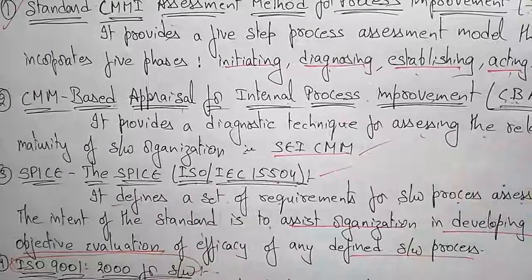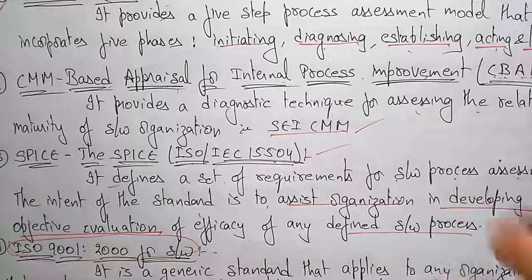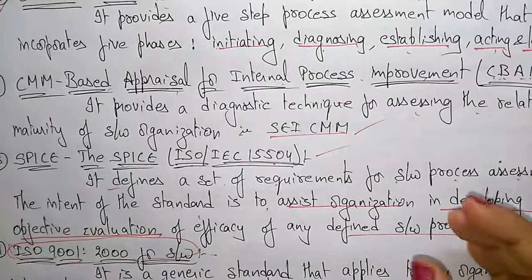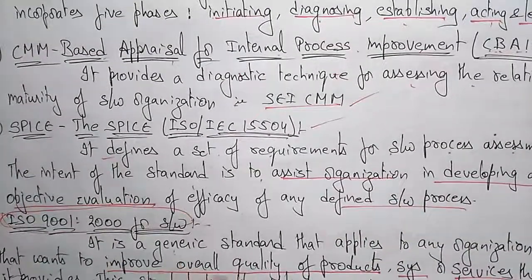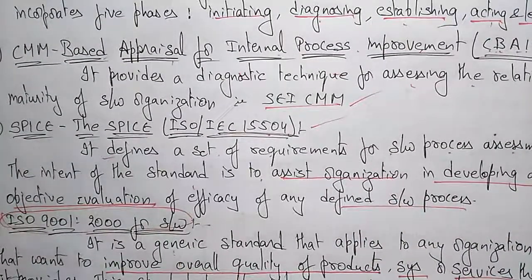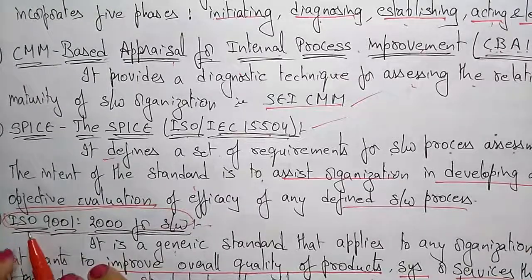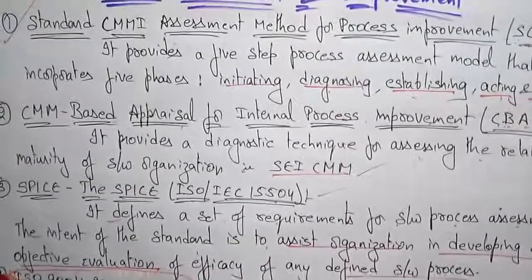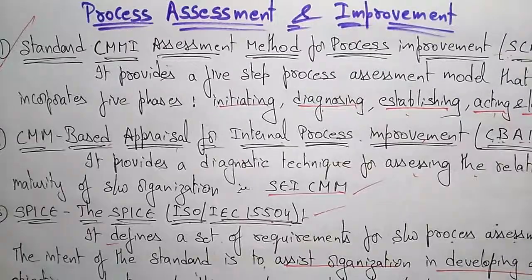And SPICE is given for developing an objective evaluation. If the software assists the organization in developing objective evaluation, then they give SPICE. And this standard is given based on the improvement of the overall quality of a product, so they give the standard to your software like ISO 9001 or 2000 for software. So this is about process assessment and improvement. Thank you.